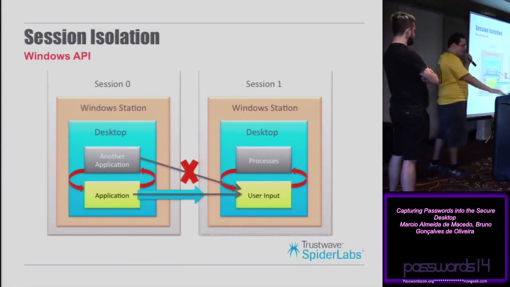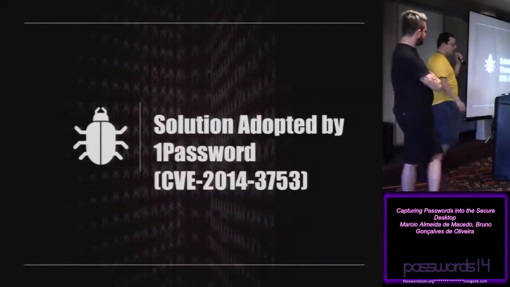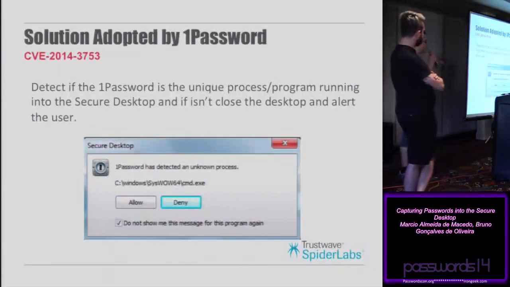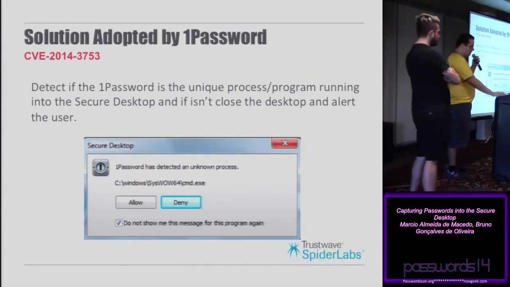And we have another solution created by 1Password, addressed in DEF CON, where the solution is very, very interesting. When you launch 1Password, it detects if there is another process or program running in the secure desktop, and when it detects this problem, it closes the desktop and alerts the user: hey, there is another process or program running inside your secure desktop, so take care. This solves our attack and solves the problem.